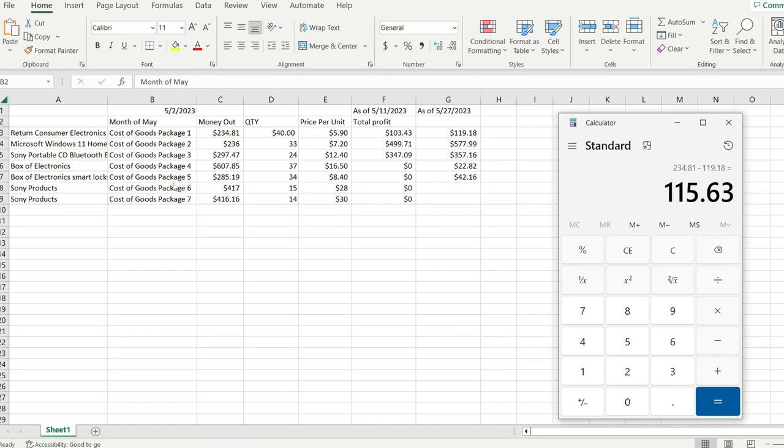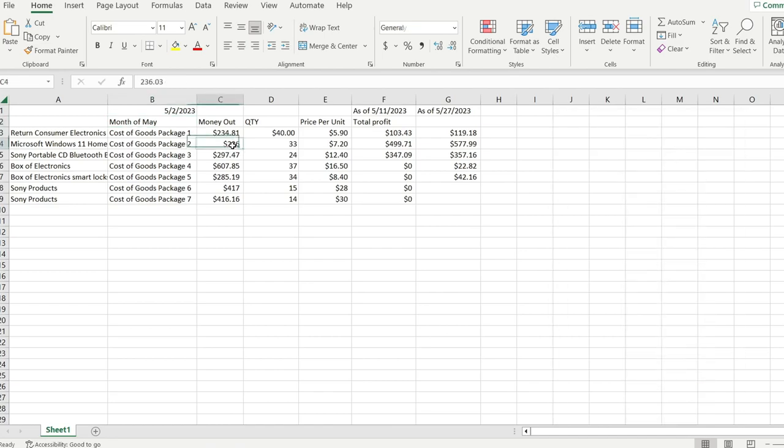We go to the second package that I bought. It was the Windows home software. I got that for $236. There were about 33 of them. Price per unit was $7.20. Total profit as of 11th of May was $499.71.